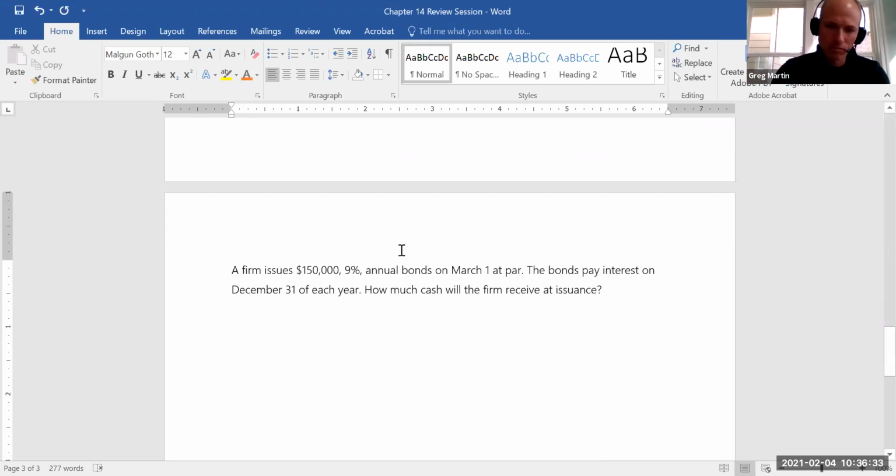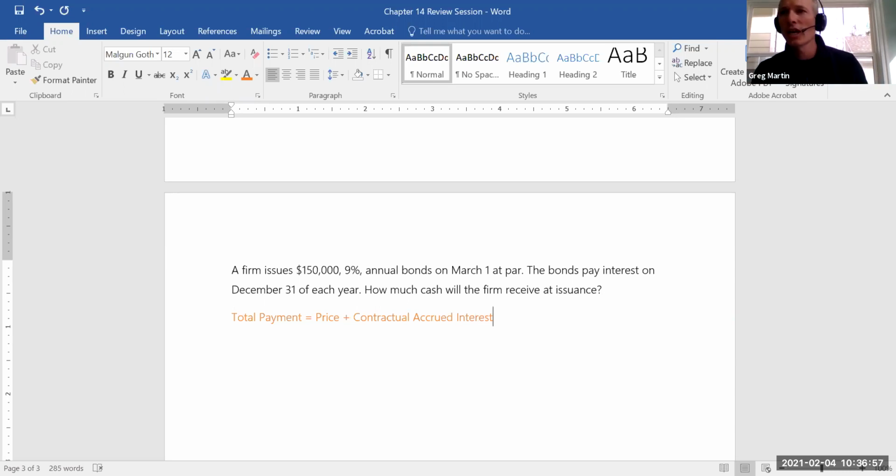So when we talk about debt, whenever debt changes hands, anytime debt changes hands, the total payment is always going to be the price plus any contractual accrued interest. This is just sort of a truth that we need to understand in accounting.